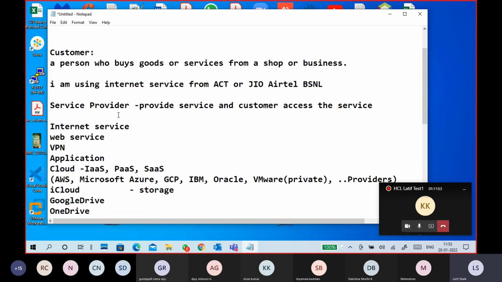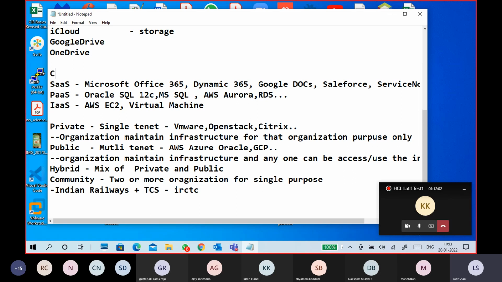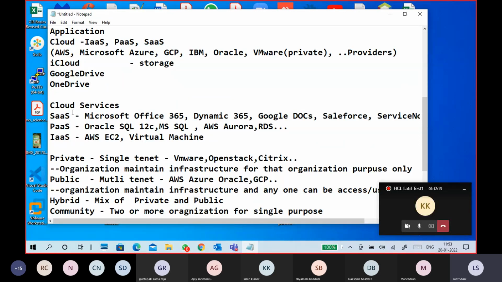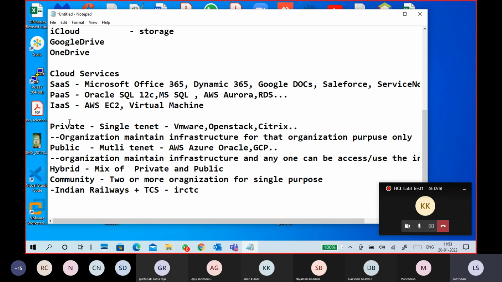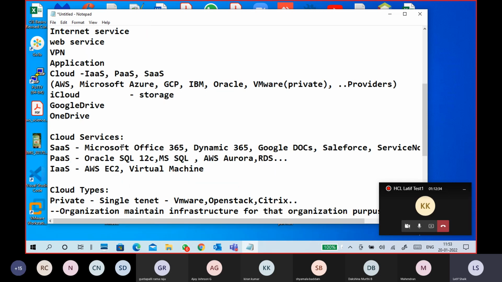Okay, so I jumped directly from service provider to cloud service provider, but I feel it is very important. Guys, whenever the question comes on cloud services, it means infrastructure as a service, platform as a service, software as a service. When the question comes, what are the cloud types? Private cloud, public cloud, hybrid cloud, and community cloud. Okay, it is a simple thing.